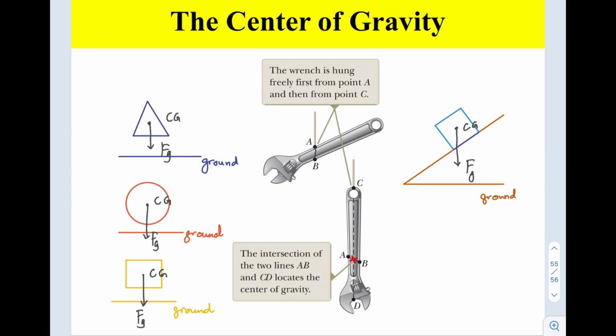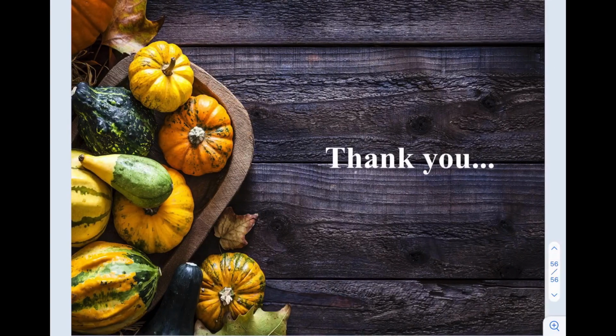Right, the intersection of the two lines that pass through our object. You may try any other part. You may have another rope tied here or another rope tied here, and do the intersection line. You will see that the point where all the lines intersect is considered the center of gravity.